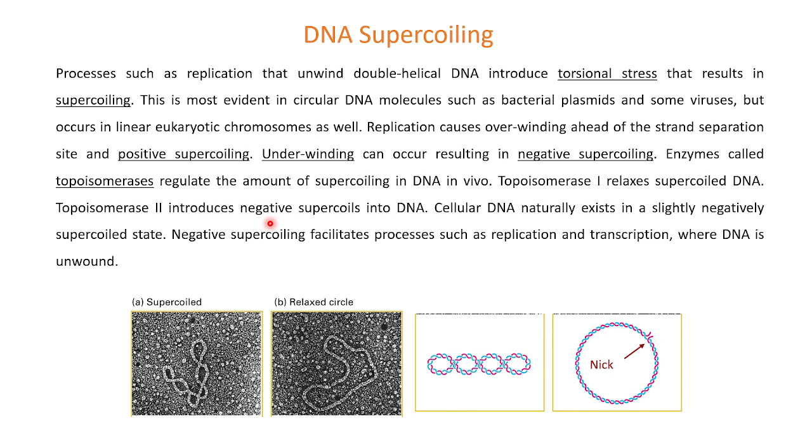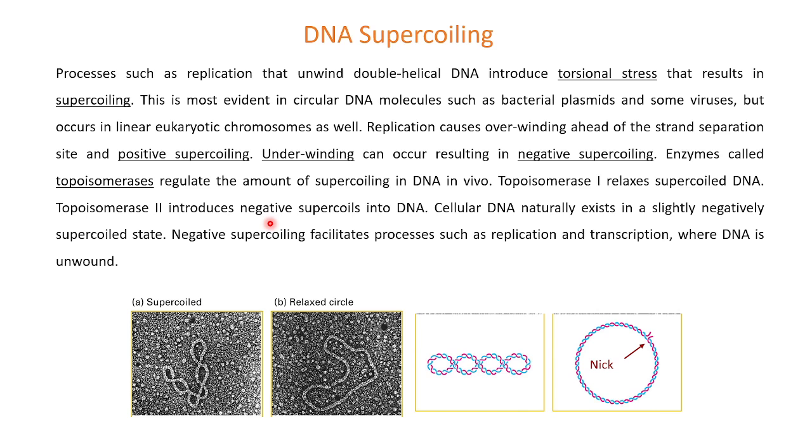DNA supercoiling, so what is that? It's a process such as replication that winds the double helical DNA to introduce the torsional stress that results in supercoiling. It is most evident in circular DNA molecules such as bacterial plasmids and some viruses, but it occurs in linear eukaryotic chromosomes as well. Replication causes overwinding ahead of the strand separation site as positive supercoiling. Now, underwinding can occur, resulting in negative supercoiling.